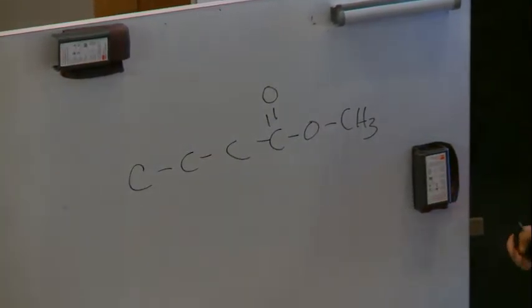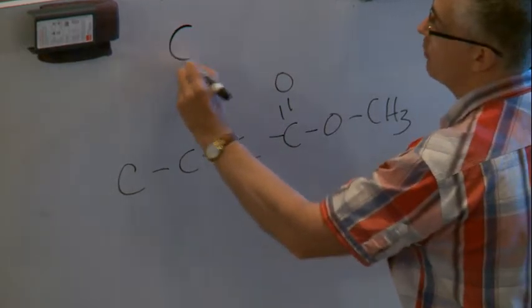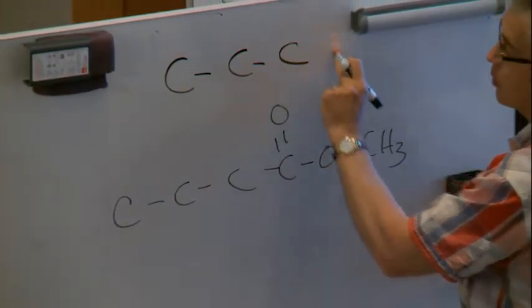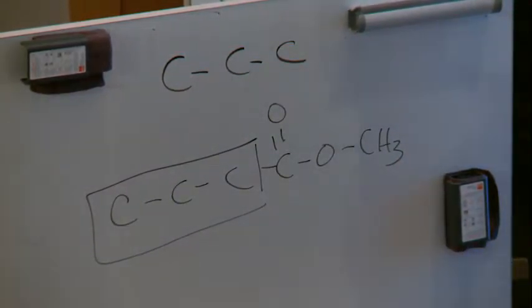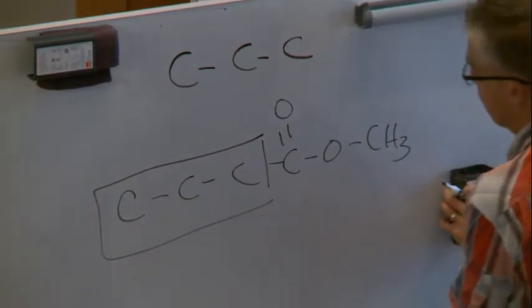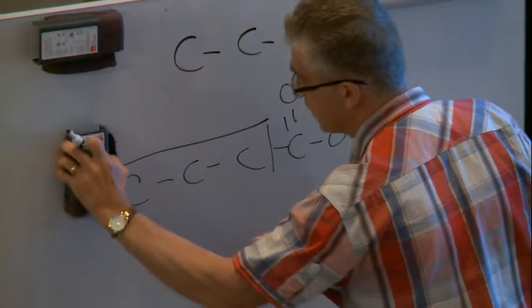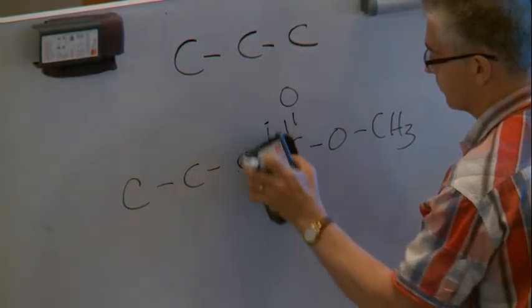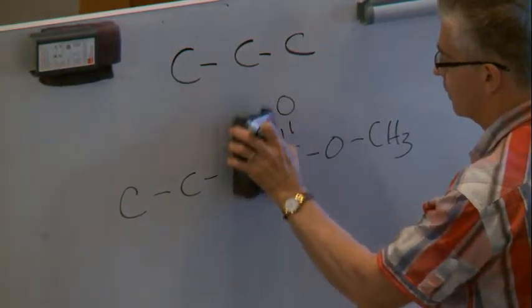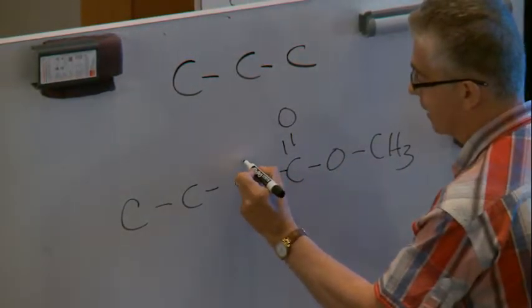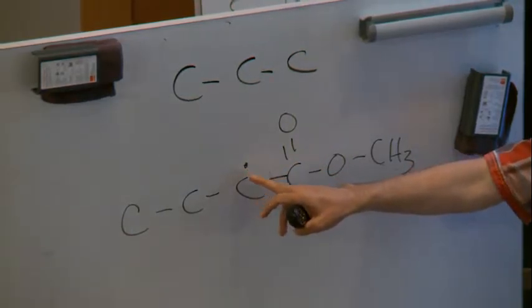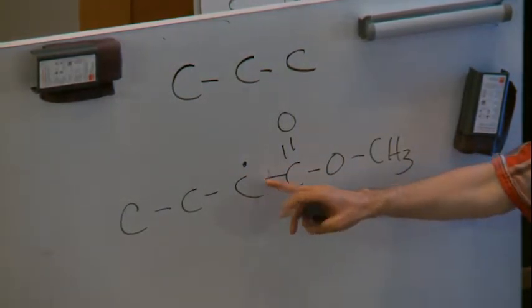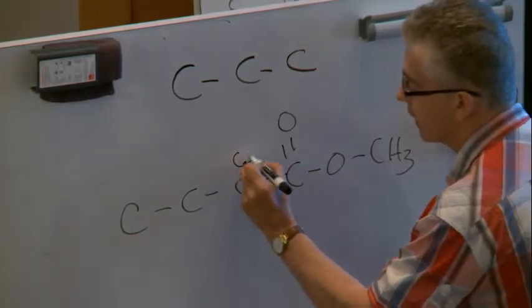And as I said, if you think of propane, here's propane. So this part of the molecule should behave like propane would. But if we abstract the most easily abstractable H atom, we get this radical. And now, this radical adds to molecular oxygen, and we will get this species.